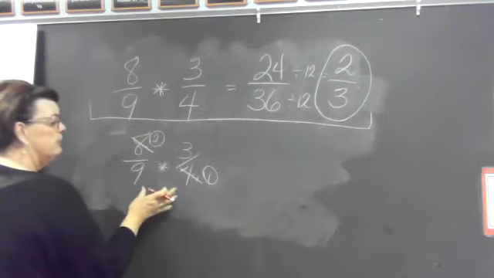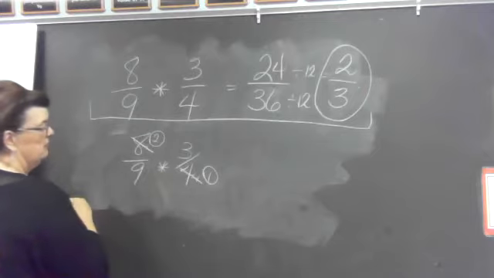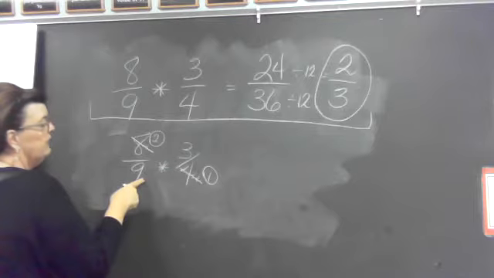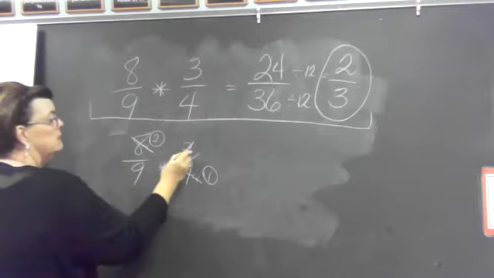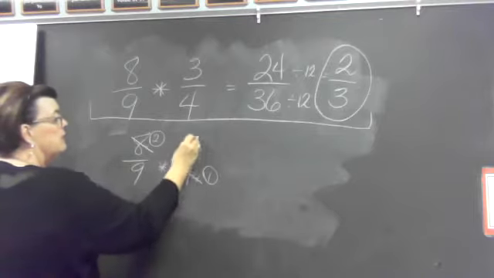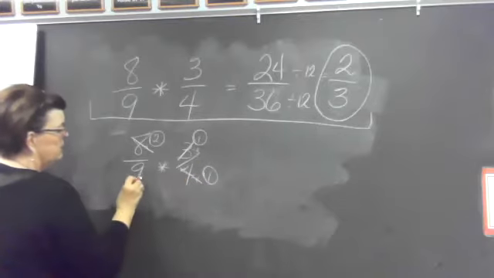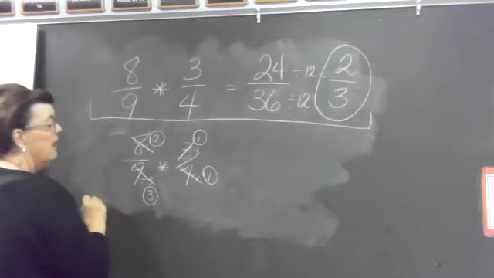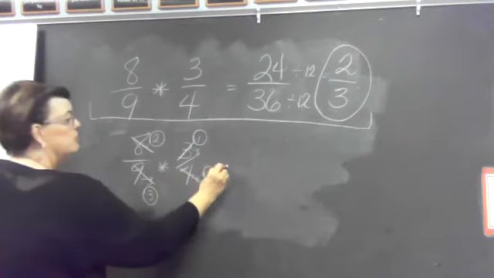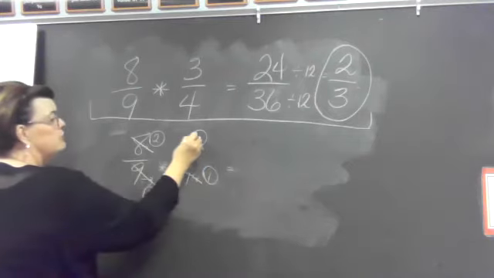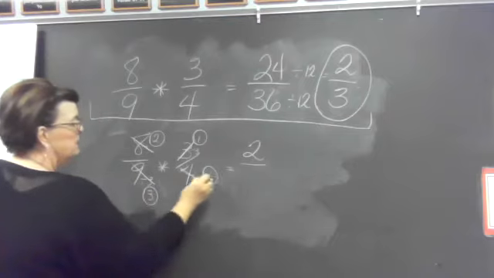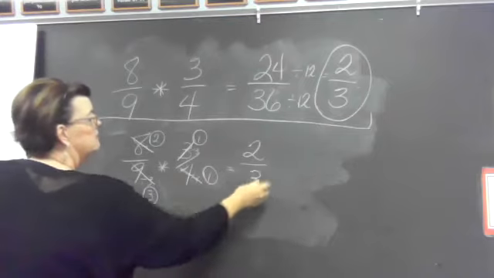But if you look at the problem, there's more cross-canceling. Here's a 3 and a 9. Both of those will divide by 3. When I divide by 3 here, I get a 1. When I divide by 3 here, I get a 3. Now I can multiply straight across, and I have 2 times 1 is 2. 3 times 1 is 3.